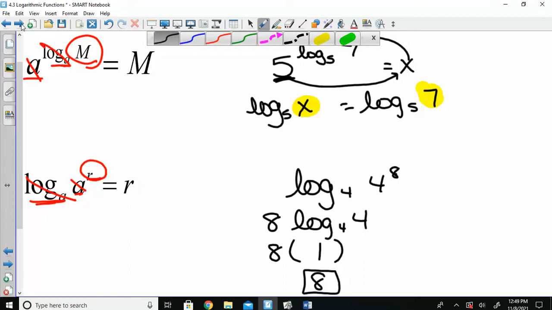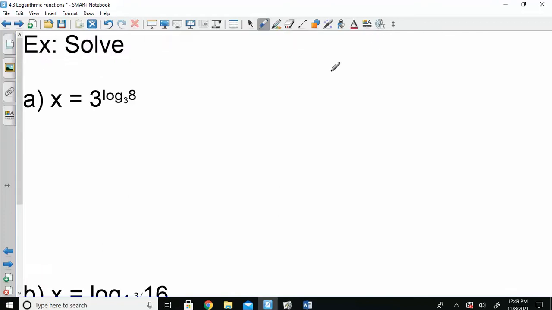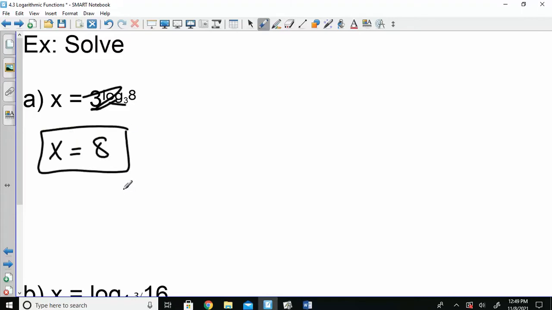So let's look at a couple properties. Does anybody know what this is going to equal? We said if you have a 3 and a log base 3, those are inverses, they really cancel each other out. So if you drop out those pieces, you're just left with x equals 8. That was our property.